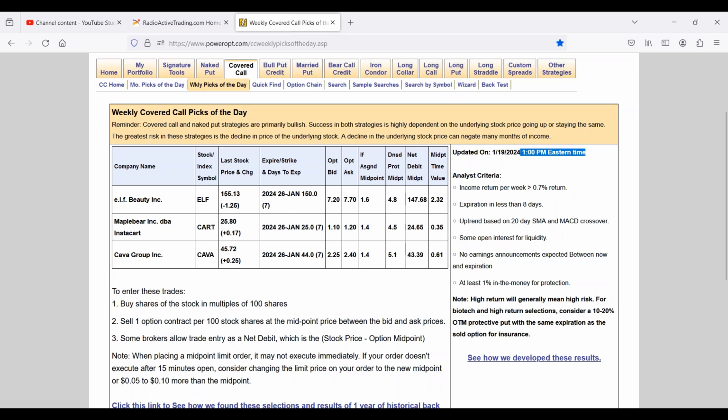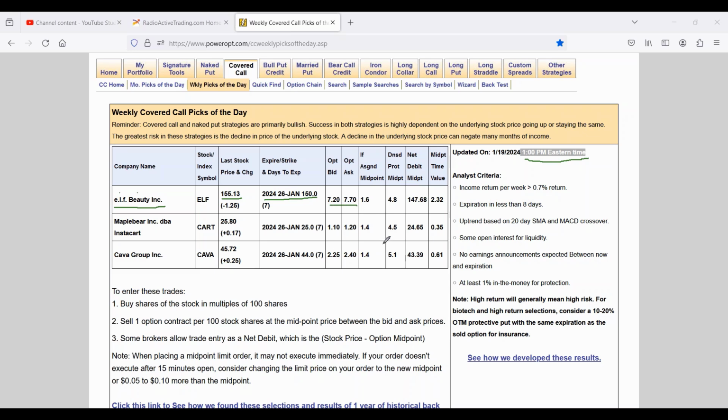Now, this is a more simplistic view than you see in the search tool. We'll take a look at that in a little moment as well. But what do we see here with this particular view? Well, we see the first one, ELF Beauty, ELF, just found out the other day. It stands for eyes, lips, and face. That's why the bullet points are there, but that's ELF Beauty. Currently trading at 155.13. Well, at 1 p.m. Eastern time, when the API updated the picks of the day results for the quick view, that's where ELF was trading. It was down about $1.25 at the time. And we're shown for next week, we can sell the 26th of January expiration, 150 strike, bid of 7.20, ask of 7.70.